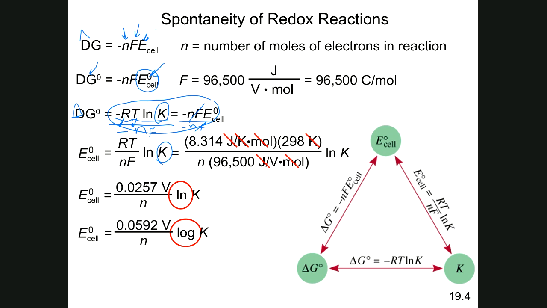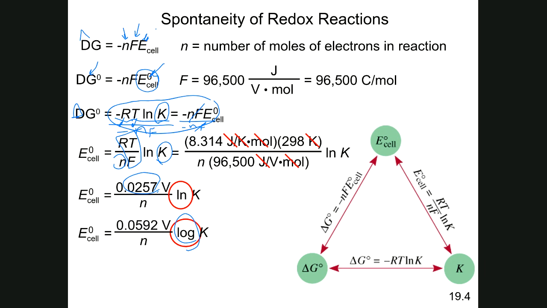Concentration at the given temperature, and the R value should be given to you, because this is constant. The temperature is 25 degrees Celsius, which we convert to Kelvin, 298. N is the number of electrons, and the value for F is constant. These three are constant, so we can combine all three, and when you are using natural log, this is going to be 0.0257, and when you are using log, it's going to be 0.059.